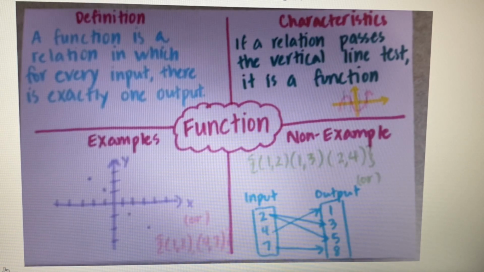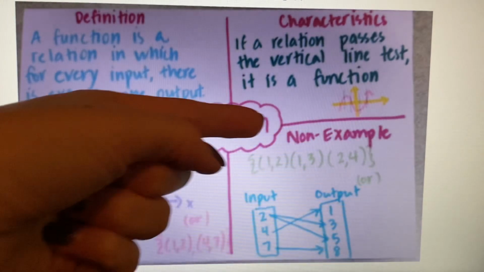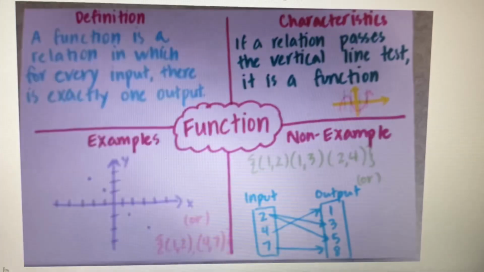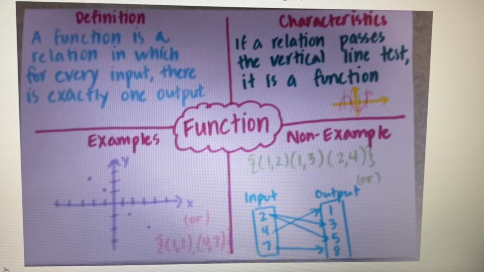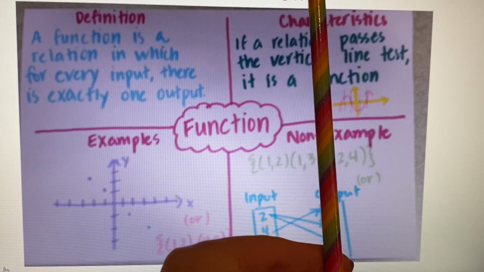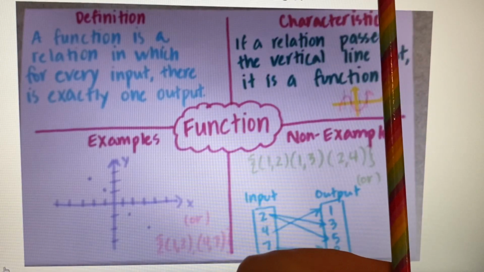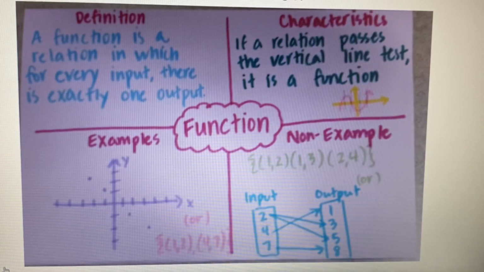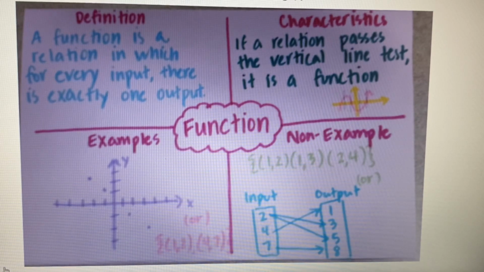Now, we have some characteristics that we can look for when we're looking for a function. So this is a graph right here. When we see a graph, we can see if it passes the vertical line test. Remember the vertical line test, if you hold a vertical line and scan that graph from left to right, it only passes the graph in one spot. If it touches it in one spot, it is a function. Now, if it crosses it in more than one spot, it is not a function.